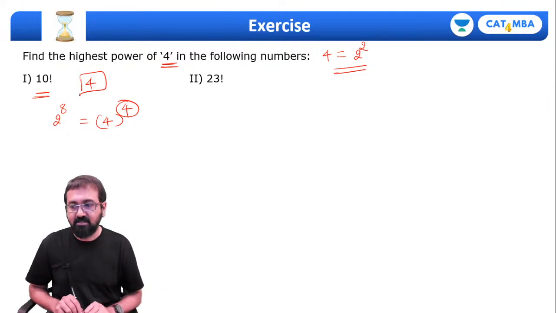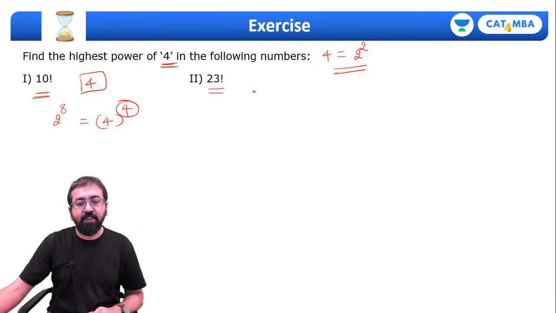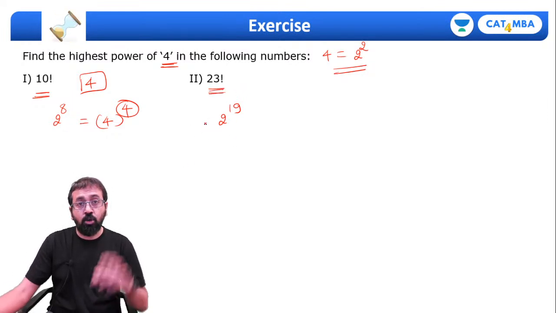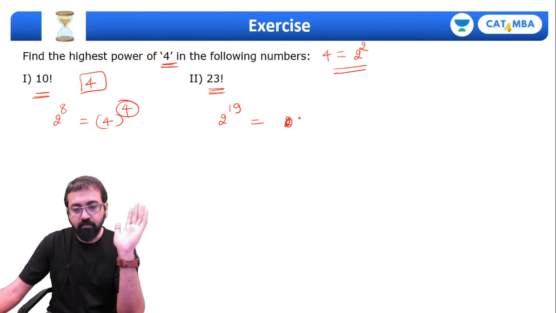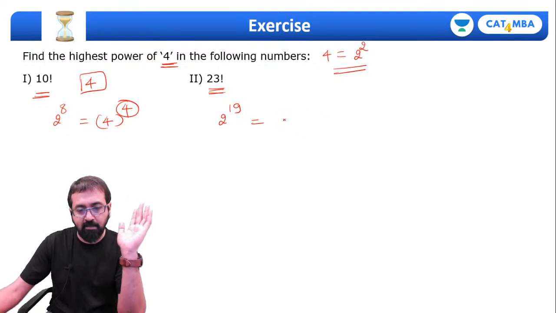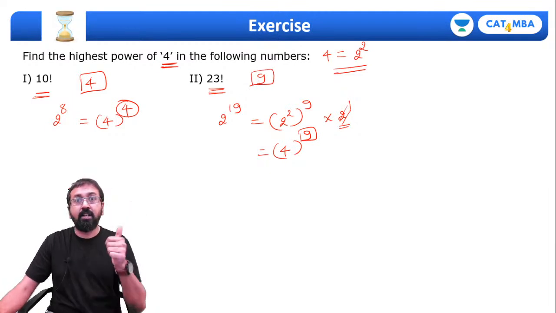As simple as that. Yes, guys, have you understood this concept? Same way, what is the power of 2 in 23 factorial? It was 19. 2 raised to 19 completely divides 23 factorial. Can I write this in a step-by-step manner: 2 raised to 2, whole raised to 9, into 2 raised to 2. This is an extra power, of no use to us. 2 raised to 2 is nothing but 4, so 4 raised to 9. So the highest power of 4 in 23 factorial is 9.